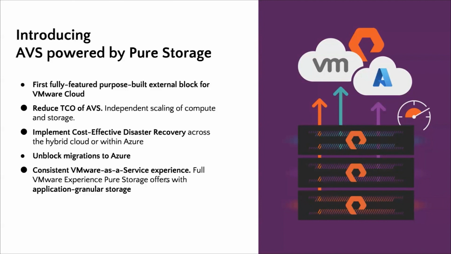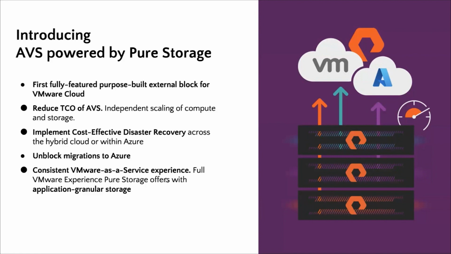What it can do is reduce your TCO. How? You can independently scale your compute and storage. It can also reduce your TCO by leveraging the data reduction ratios that our customers get with the Purity software that lives within the Pure Cloud Block Store or the flash array. And then you can build cost-effective disaster recoveries across clouds, across hybrid clouds, or within Azure. You can also unblock the migration of those heavy-lifting workloads, the data sets you could not get into Azure, into a VMware cloud in general.